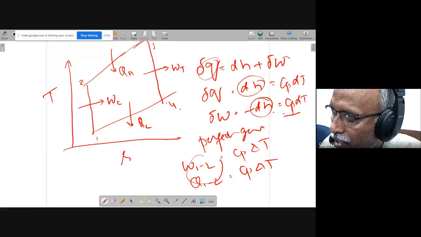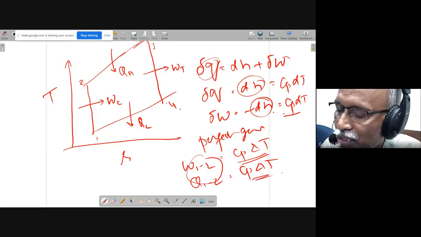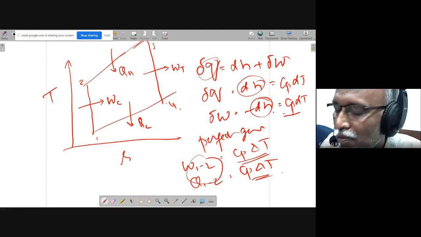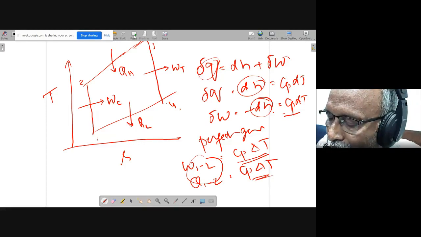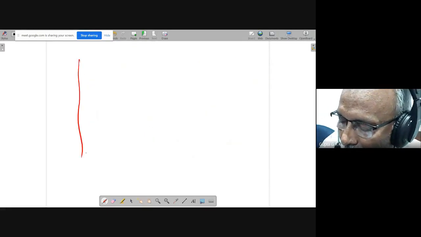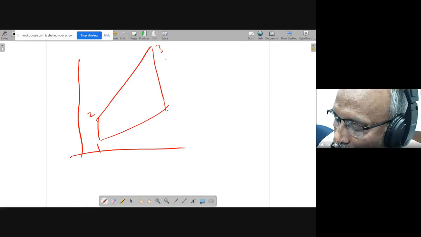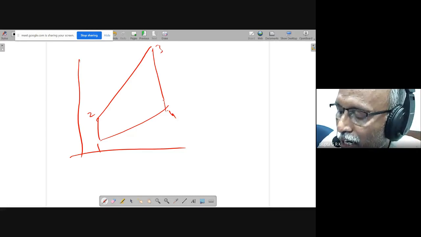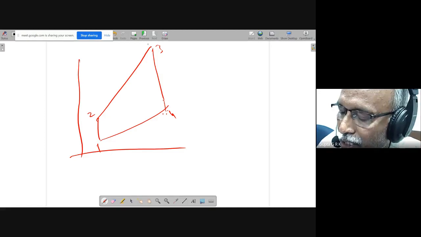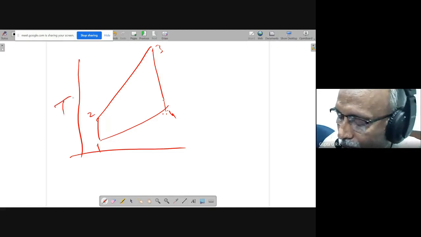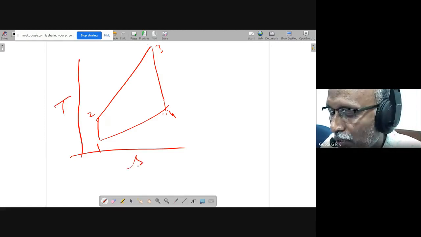T4, whatever it is, Cp into just the change in temperature. Okay, so that is the way we go about it. One thing, as I told, because these are diverging, I always have a long line for the turbine and a short line for the compressor, because this is running at low temperature and this is running at high temperature. As temperature increases, the slope increases. That's why I always get positive work.